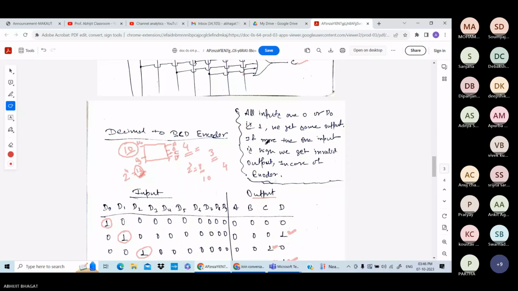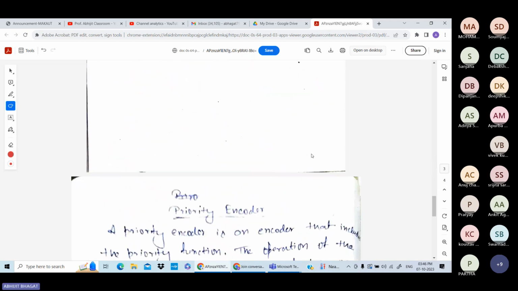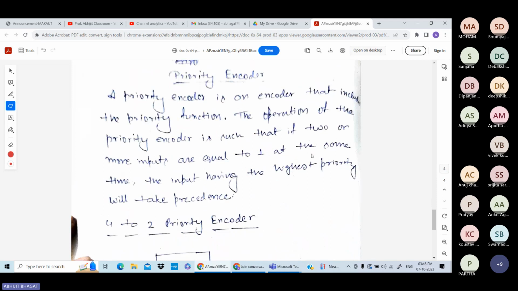Second one is if more than one input is high, we get an invalid output in case of encoders. I am saying that if more than one input is active, then you are not getting the proper output. So these are the two limitations which will be overcome in the next topic, priority encoder. So what is the priority encoder?